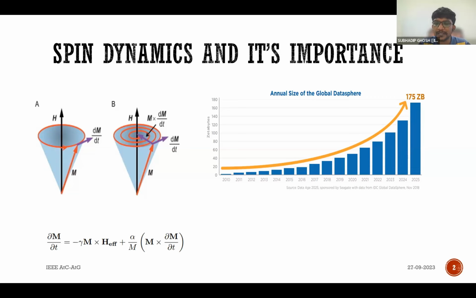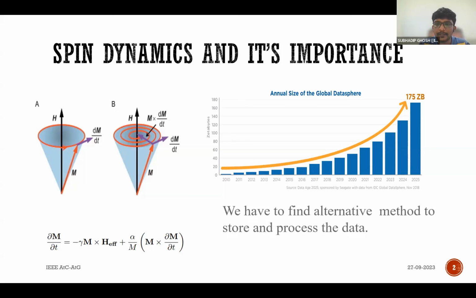So this huge amount of data we have to store in magnetic devices, and with this spin switching technique, the effective time it takes to switch a spin is on the order of nanoseconds. But to store this amount of data, we need some alternative approach to store and process the data faster. So in this case, the inertia of spin can be helpful.